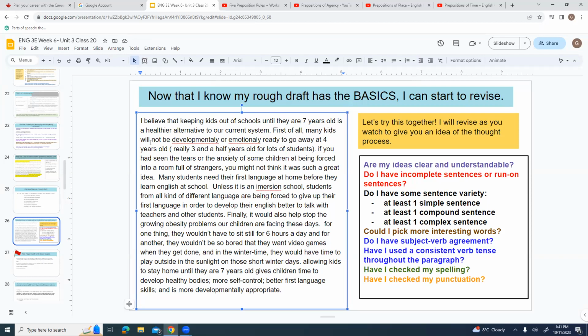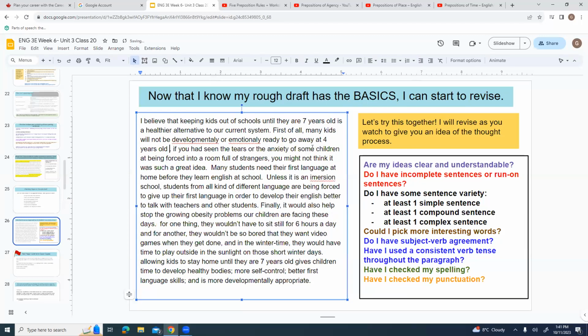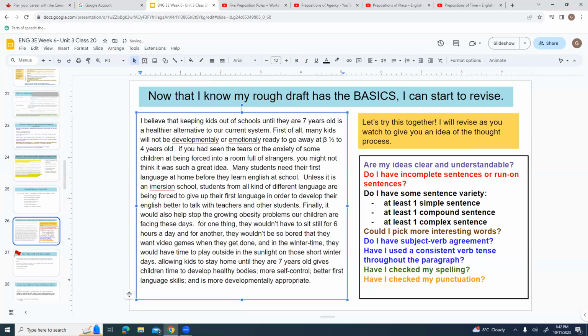Many kids, there's my topic. Verb will not be, there's my verb, developmentally or emotionally ready to go away at 4 years old. I'm going to say, I don't like this part. It's not quite a run-on, but it makes the sentence a bit tricky to read. So I'm going to say ready to go away at 3.5 to 4 years old. That seems to make a little more condensed sentence there. If you had seen the tears or anxiety of some children at being forced into a room full of strangers. Okay, so all that is a subordinating clause. It's long, but it's still legitimate. You might not think it was such a great idea.